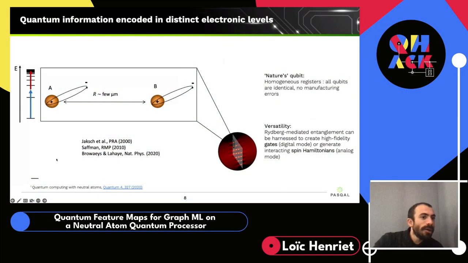There are some details about that in our paper published in Quantum 2 years ago, that you can go to directly to have more understanding of how it works. But essentially, laser light focused at the individual atom level, and that's how it works.